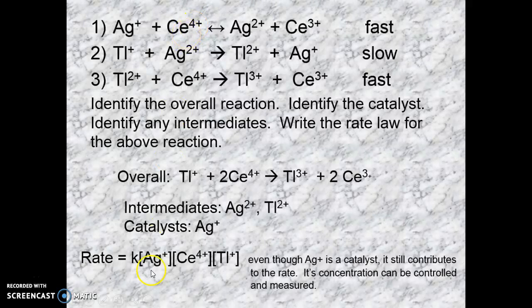So notice that we've got the concentration of these 3 things affecting the rate. And even though Ag+ is a catalyst, we can measure its concentration. We have it at the start of the reaction, so we can have its concentration. It can contribute to the rate, which we need it to. And so the rate law overall is going to be a combination of the first and the second steps. That's basically what you need to think about. What are the reactants of the first and second steps going in? And in this case, the catalyst.